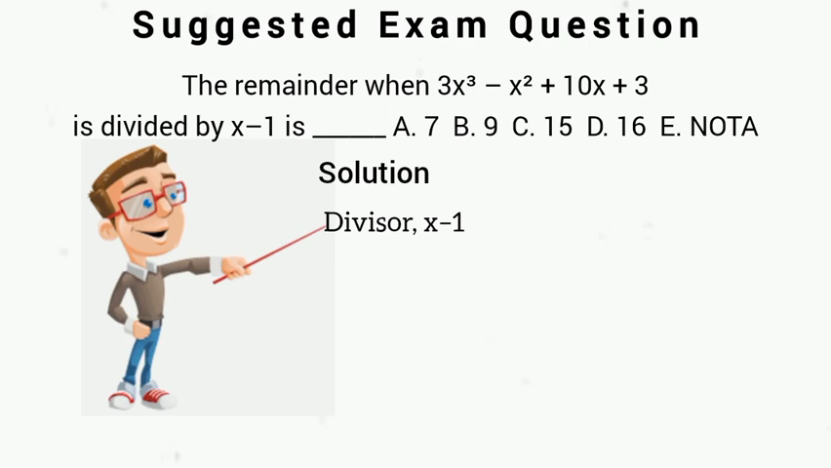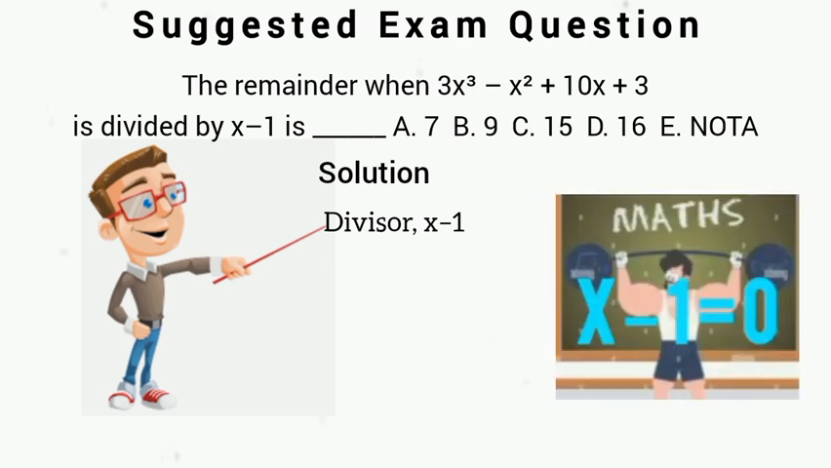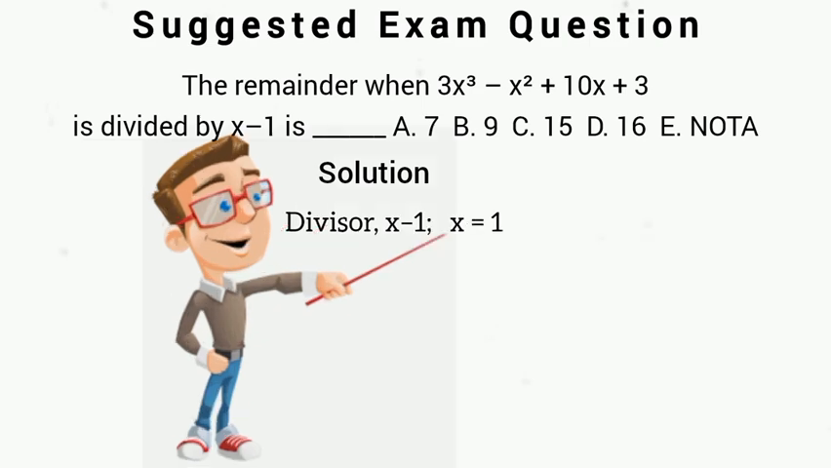Or simply put, to obtain the value of x, you set x minus 1 equal to 0. Of course, if you solve that simple equation, you would get x to be equal to 1. Good. Now from the divisor, we have obtained the value of x. And we say that x is equal to what? 1.